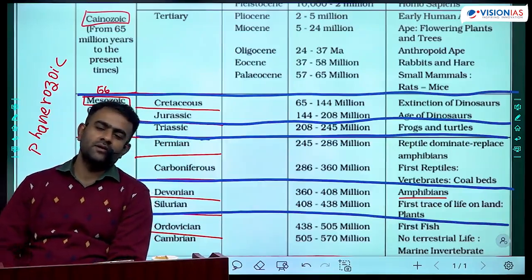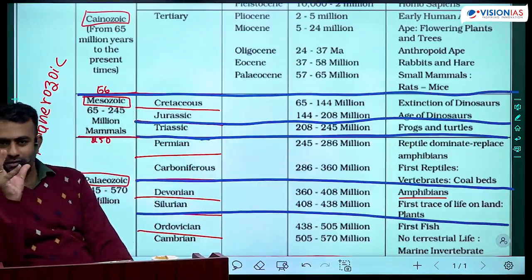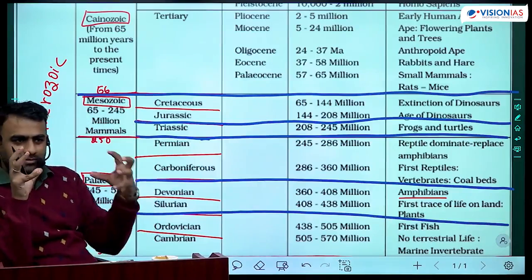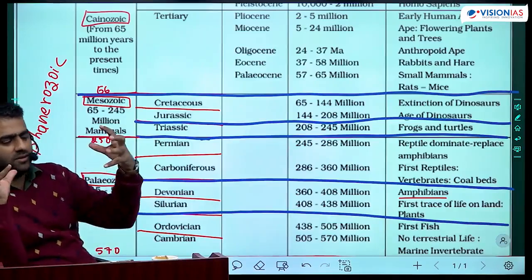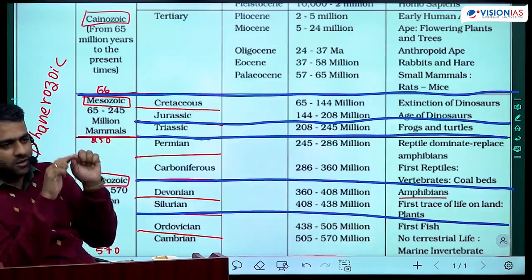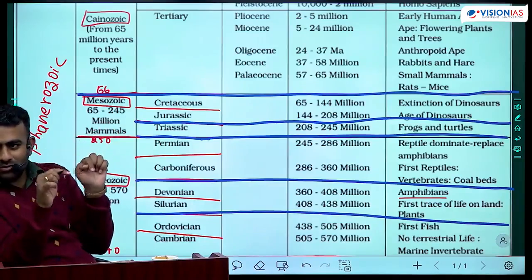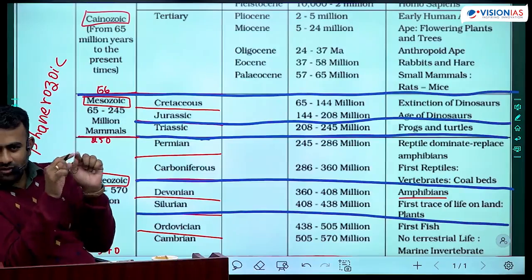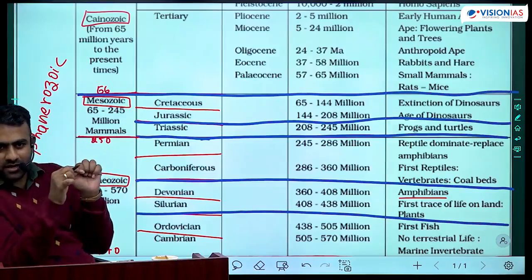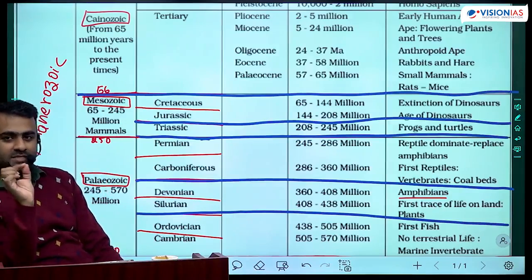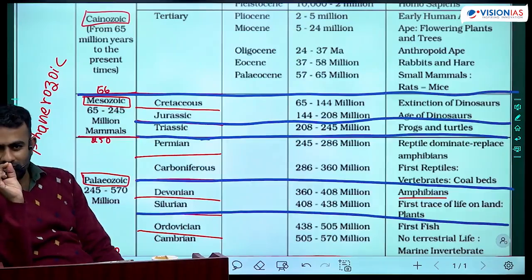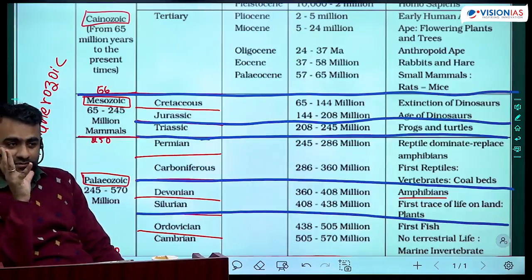What happens? The impact of this meteorite was so powerful. It can be a comet also. Wherever it hits, around that area of 1,000 kilometers, whatever life was there will get vaporized instantly. That much heat is released.